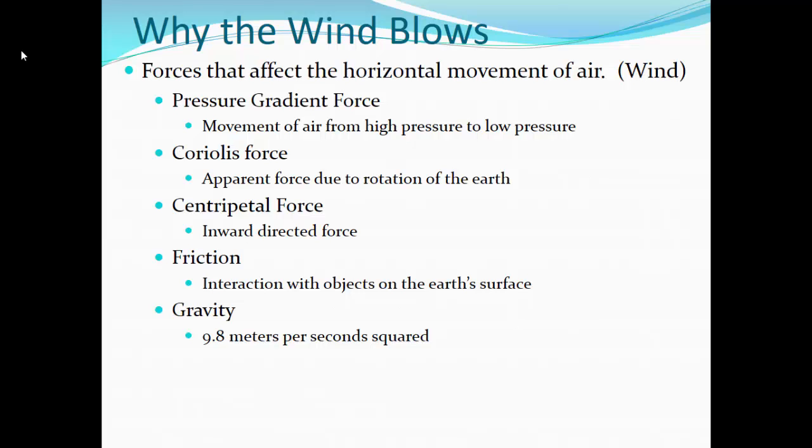The pressure gradient force being the movement of air from high pressure to low pressure, the Coriolis force being the apparent force due to the rotation of the Earth, in the northern hemisphere, that is the deflection to the right. Centripetal force is an inward moving force in curved flow. The force of friction is when the wind interacts with objects on the Earth's surface to typically slow it down. And gravity is the force of acceleration. Gravity is acceleration. It's 9.8 meters per second squared.